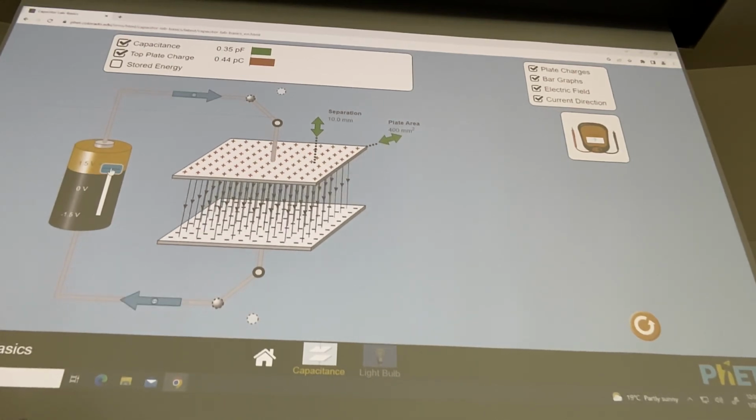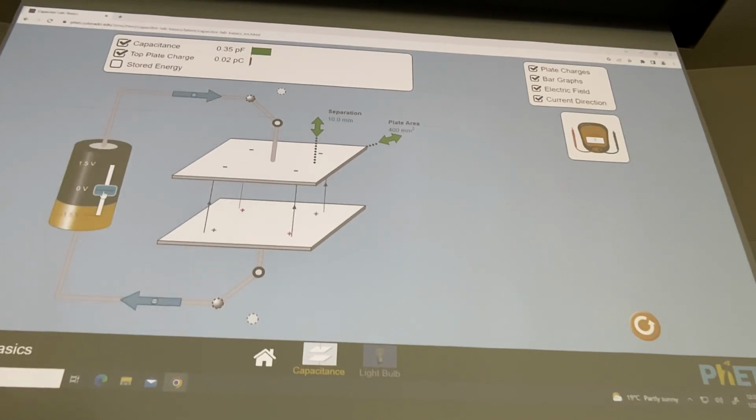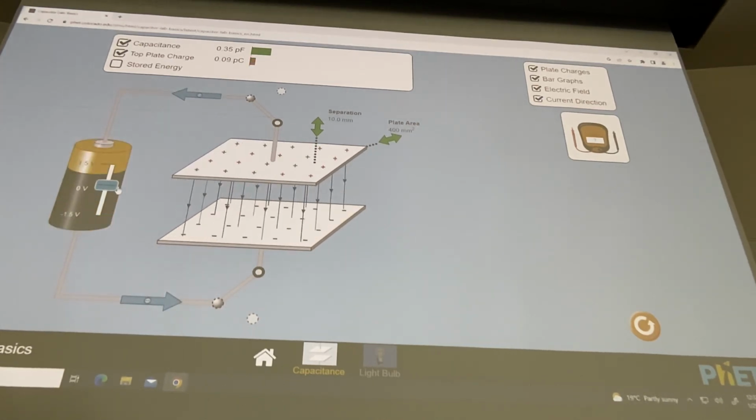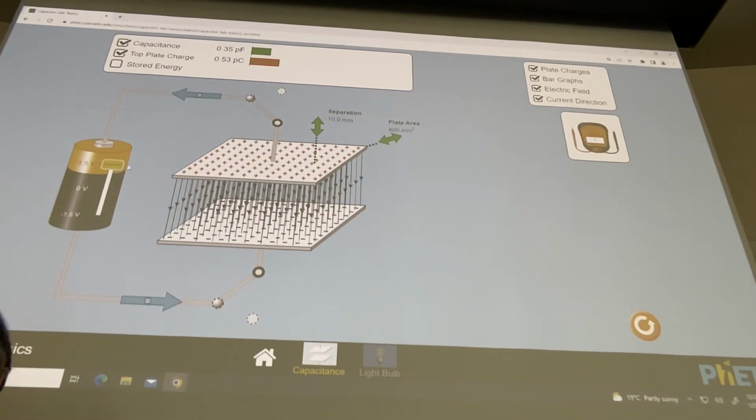Something I think is interesting here: as I change my potential, the capacitance doesn't change, that stays the same. The electric field and the charge on the plates all change, but the capacitance itself does not change. So that's kind of an interesting result. So I'll set it at 1.5 volts.